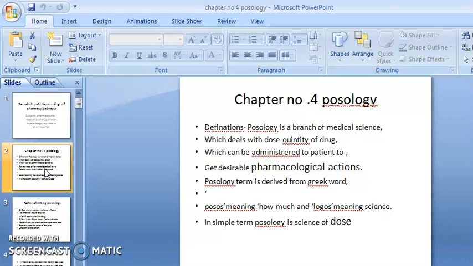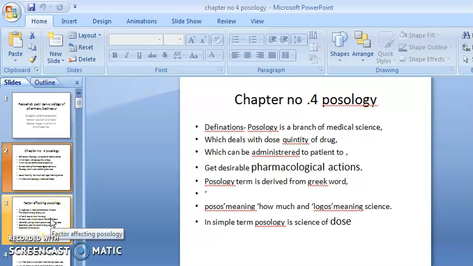The definition of posology is a branch of medical science which deals with the dose quantity of a drug which can be administered to the patient to get the desired pharmacological action. The term posology is derived from the Greek words posos meaning how much and logos meaning science. How much dose is required to show its pharmacological action. In simple terms, posology is a science of dose.